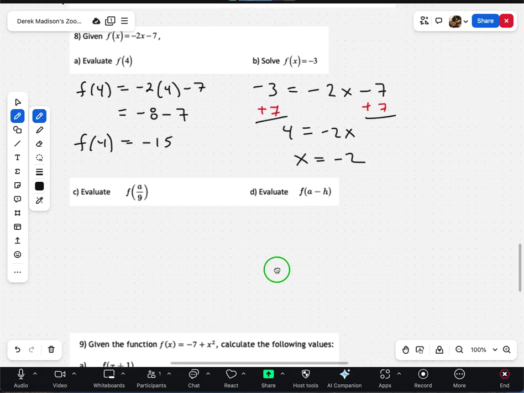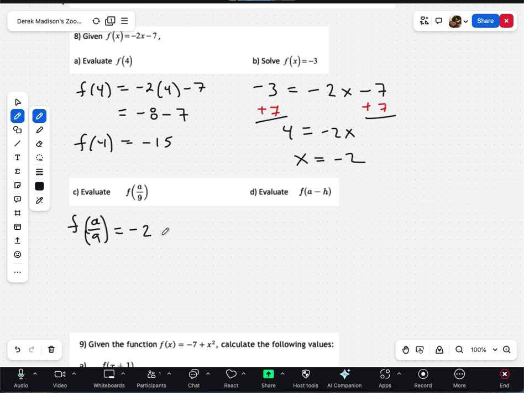Oops, let's see, I need that there so I can see the function. When we're evaluating, it doesn't have to be at a number. It can be at basically anything that you put in these parentheses. That's what's going to replace the x. So here, if I'm finding f of a over 9, that means I'm going to put a over 9 in anywhere there used to be an x.